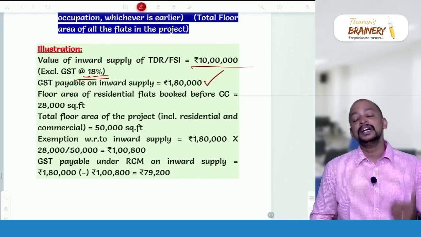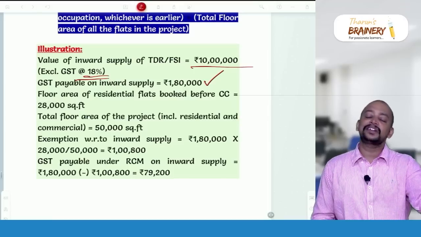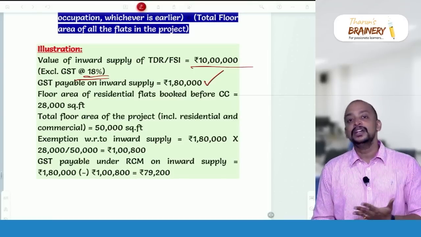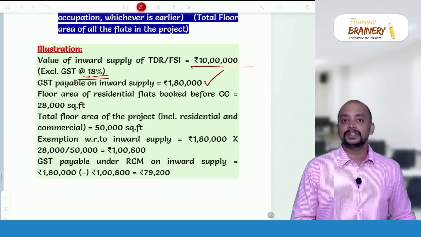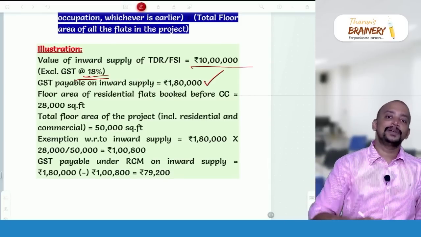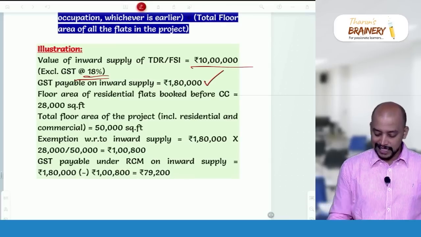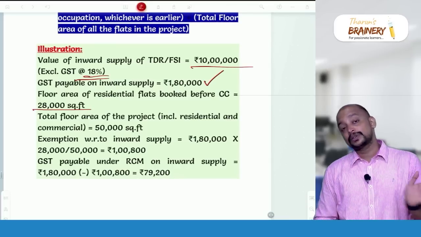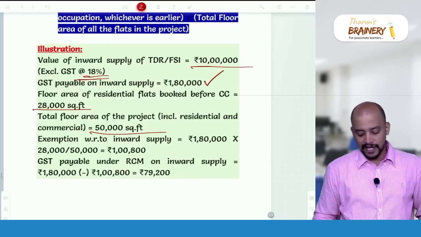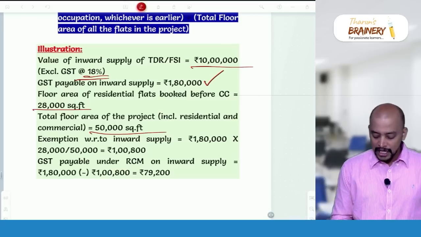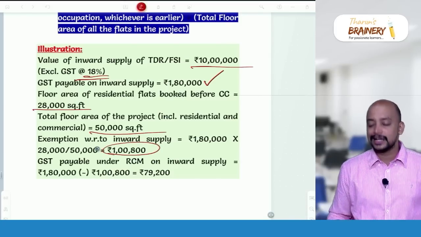What is that exemption? See the carpet area. Using this TDR, FSI and long-term lease, they are constructing the building. So in that, how much is the carpet area of the building that is sold before the completion certificate or first occupation, whichever is earlier? 28,000 square feet. What is the total carpet area of the project? 50,000 square feet. So therefore 1,80,000 into 28,000 by 50,000, 1,00,800 will be exempted.